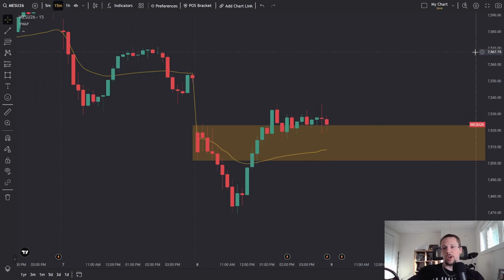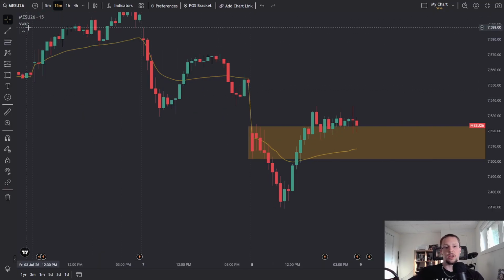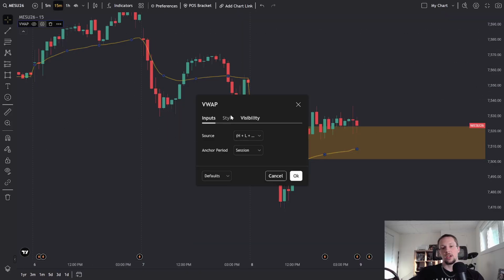And so we are trading the price of the S&P 500, more specifically micro ES futures. The only indicator that I'm using on my chart is a VWAP line, and it is really unadjusted in any way, shape, or form. It's just a VWAP line, nothing crazy.